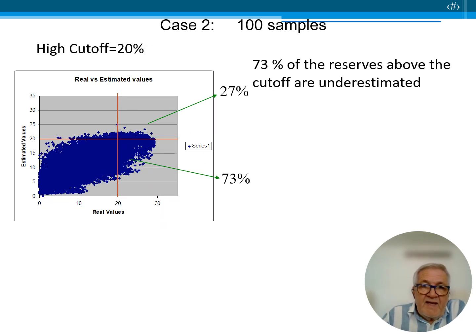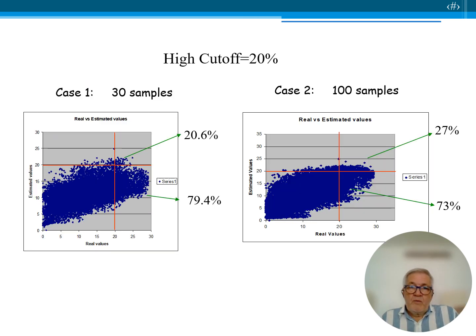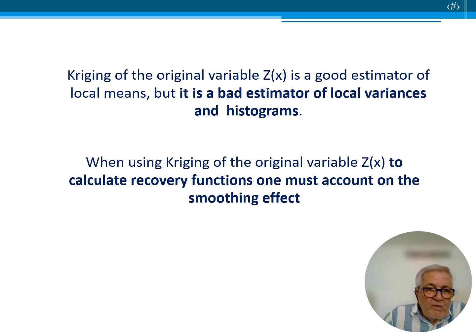Let's see in the second case with the 100 samples improve a little bit better. We have 73% of underestimated values, and just correctly estimated we have only 27%. So compare both. You can see there's some improvement, but still the cloud is a little bit more according to the diagonal and so on, but it's still poor for extremes. If you look at the kriging values to get the extremes, both are poor.